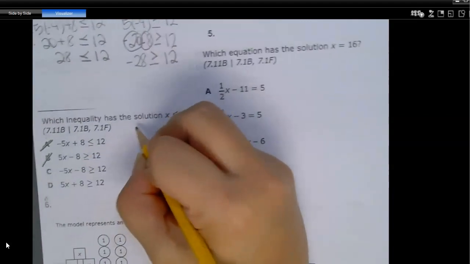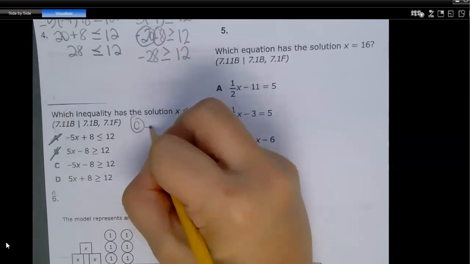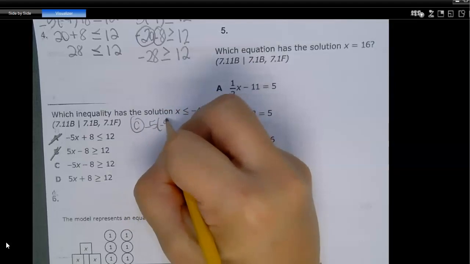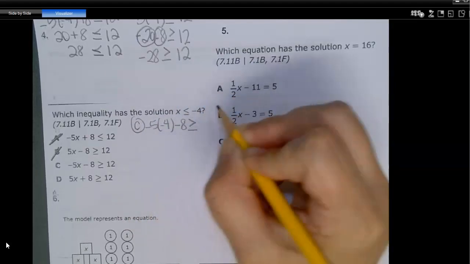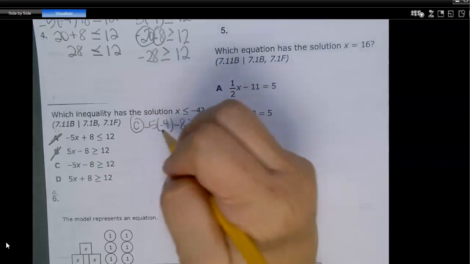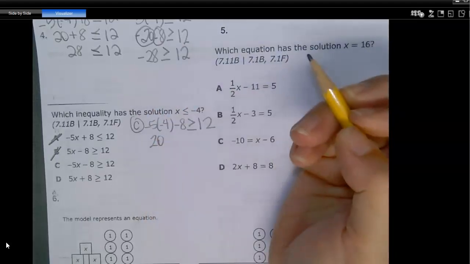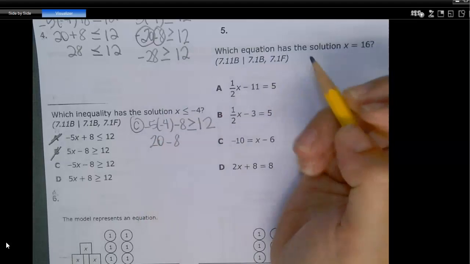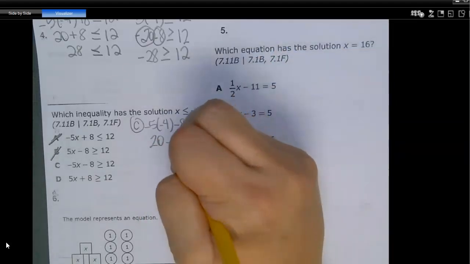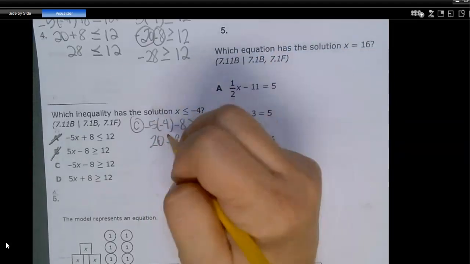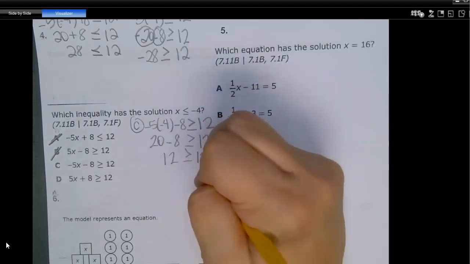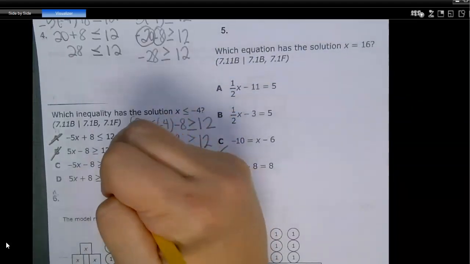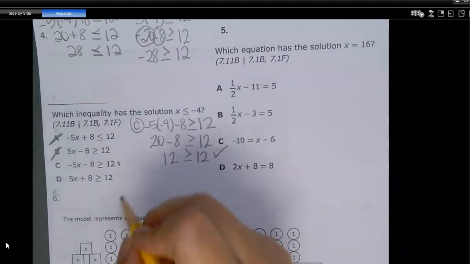So then for C, I'm going to come down here. Negative 5 times negative 4 minus 8 is greater than or equal to 12. So I have 20 minus 8 is greater than or equal to 12. 20 minus 8 is 12. Is that greater than or equal to 12? Well, it's equal to 12. So we're going to come back to C.